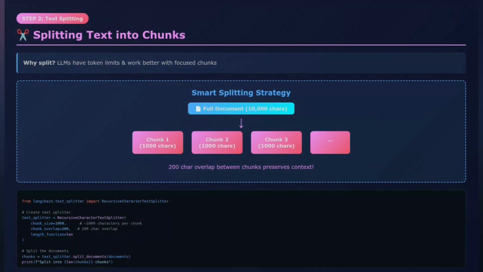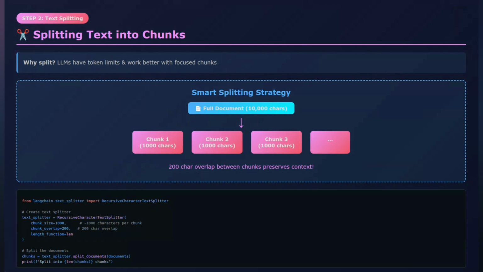Step 2 is text splitting, and this is crucial for good performance. Here's why we need this. LLMs have token limits. You can't just dump a 100-page document into GPT-4 and expect it to process everything. Even if you could, the quality would suffer. LLMs work better with focused, relevant chunks of information. So we split the document into smaller chunks.